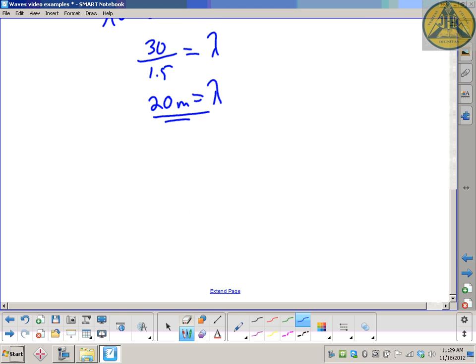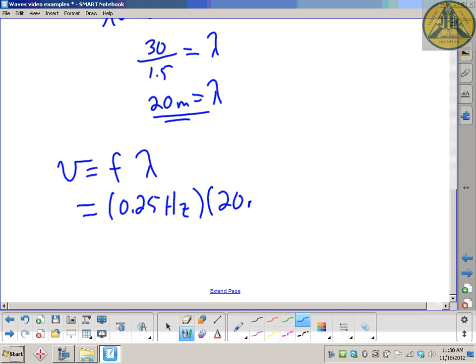So we have wavelength, we have frequency, quickly figure out speed. Frequency 0.25. Wavelength is 20. So it's essentially 20 divided by 4, or a quarter of 20. That is 5 meters per second.